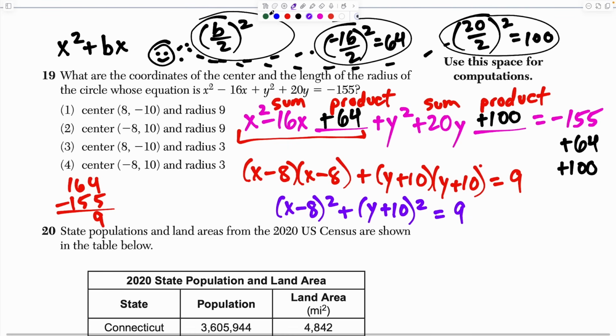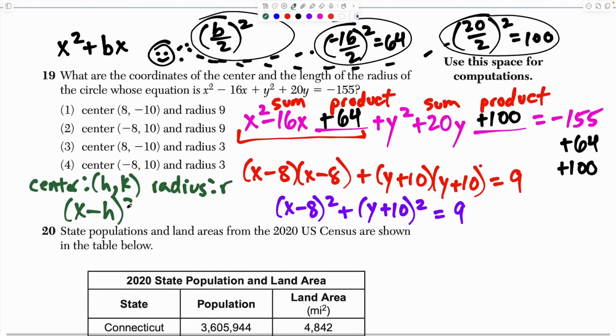But now what we need to know is the equation of a circle. Let me get rid of this stuff over here so we have the space. If you have center H comma K and you have radius R, the equation of the circle is x minus h squared plus y minus k squared equals the radius squared.